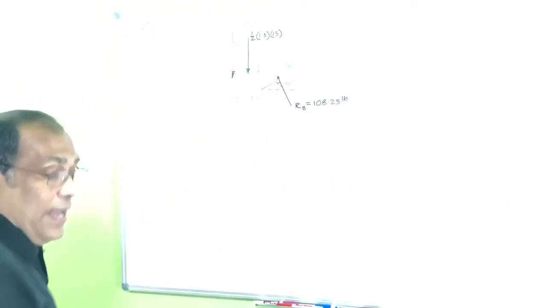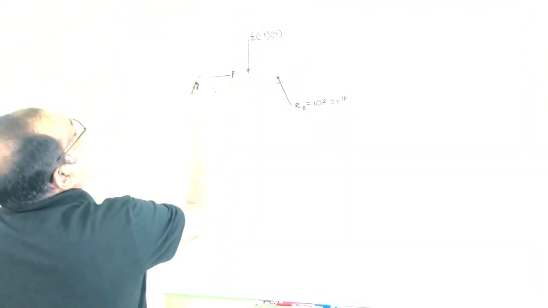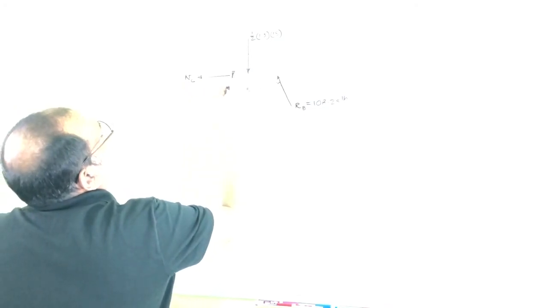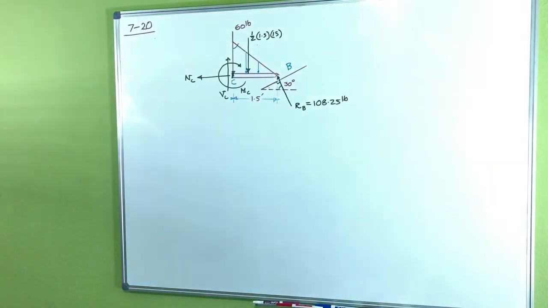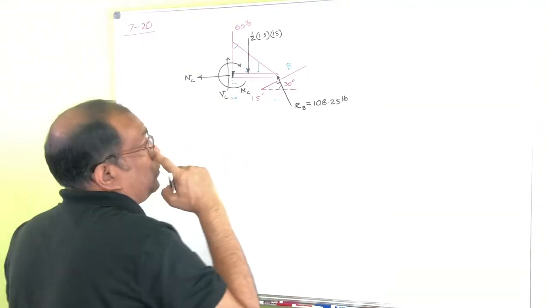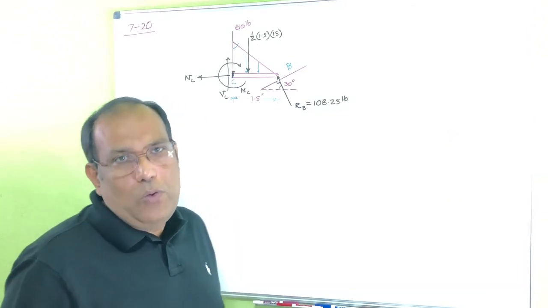As soon as I cut that one here, I have to show my NC, which I'll show this way, and that's my VC, trying to rotate clockwise, and a moment here, which is MC. Once I get that, basically I have three unknowns and three equations, so I can find them easily, right?